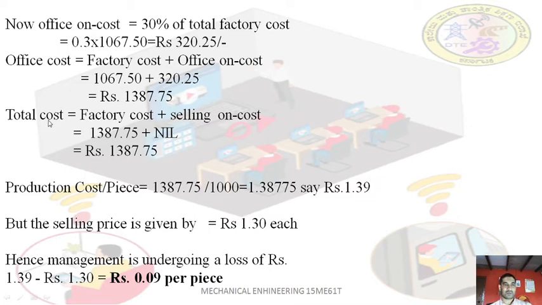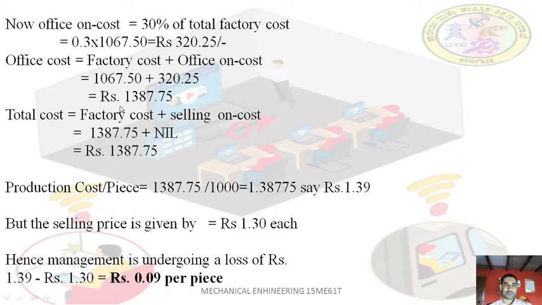That is rupees 1387.75. Now the total cost. The total cost is nothing but office cost plus selling and distribution expenses, or selling on cost. It is not mentioned in the problem anything about selling or distribution expenses, so we have to take it as nil. So the total cost will become nothing but this office cost, 1387.75. If it is given, then you have to add it here. If nothing is mentioned in the problem, that's why we have taken it as nil.